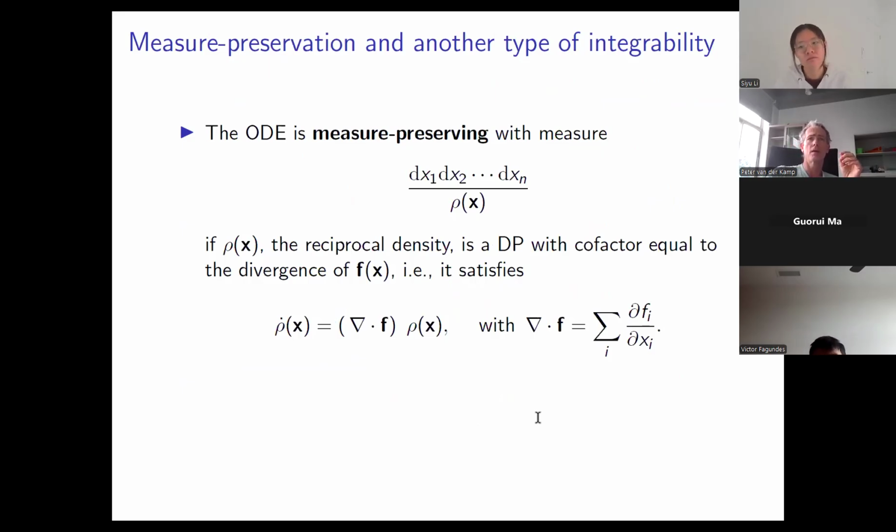Here's another notion. Not going to go too much into this, but we say that an ODE is measure preserving if there is such a thing, a measure. And this function in here is the reciprocal density of the measure. That thing is a Darboux polynomial with cofactor equal to the divergence of the function.